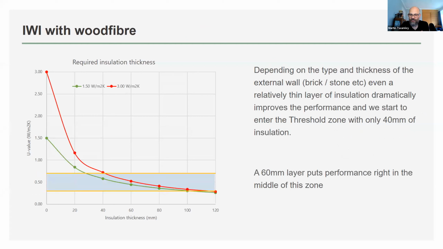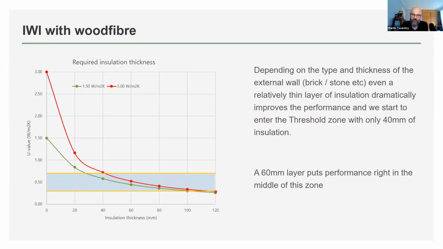When you're internally insulating, and I'll do this example with wood fiber, even a relatively thin layer of insulation material can dramatically improve the overall thermal performance of the building. On the graph there, you can see on the x-axis I've got insulation thickness. On the y-axis is the U value of the existing wall. I've done a range from an existing brick wall with a U value of around 3, which is the red line, and a U value of around 1.5, which is the green line. And you can see, even with a 20 mil layer, I'm getting a significant improvement on U value.